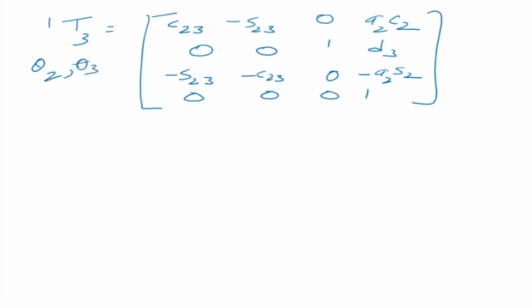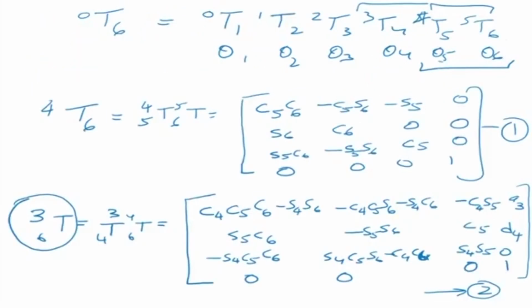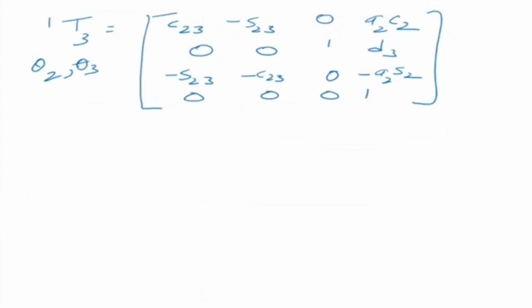Okay, what are the variables? Theta 2, theta 3. In the previous case, what were the variables? It was 4, 5 and 6. So the variables are theta 4, theta 5 and theta 6. So there are 3 variables here, and here there are 2 variables, theta 2 and theta 3.